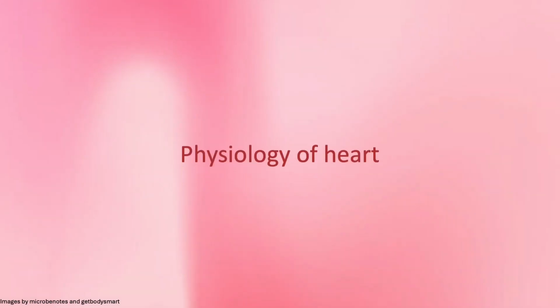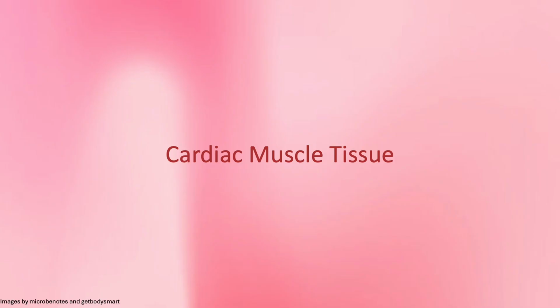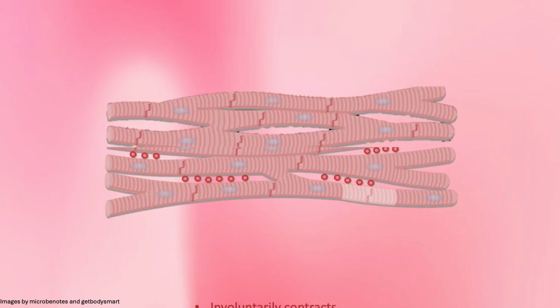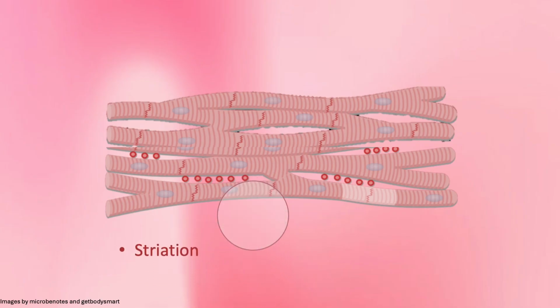Physiology of the heart. Cardiac muscle tissue is unique to the heart and is involuntary, contracting automatically to maintain the heart's rhythmic beating. It is striated, like skeletal muscle, and organized into sarcomeres.